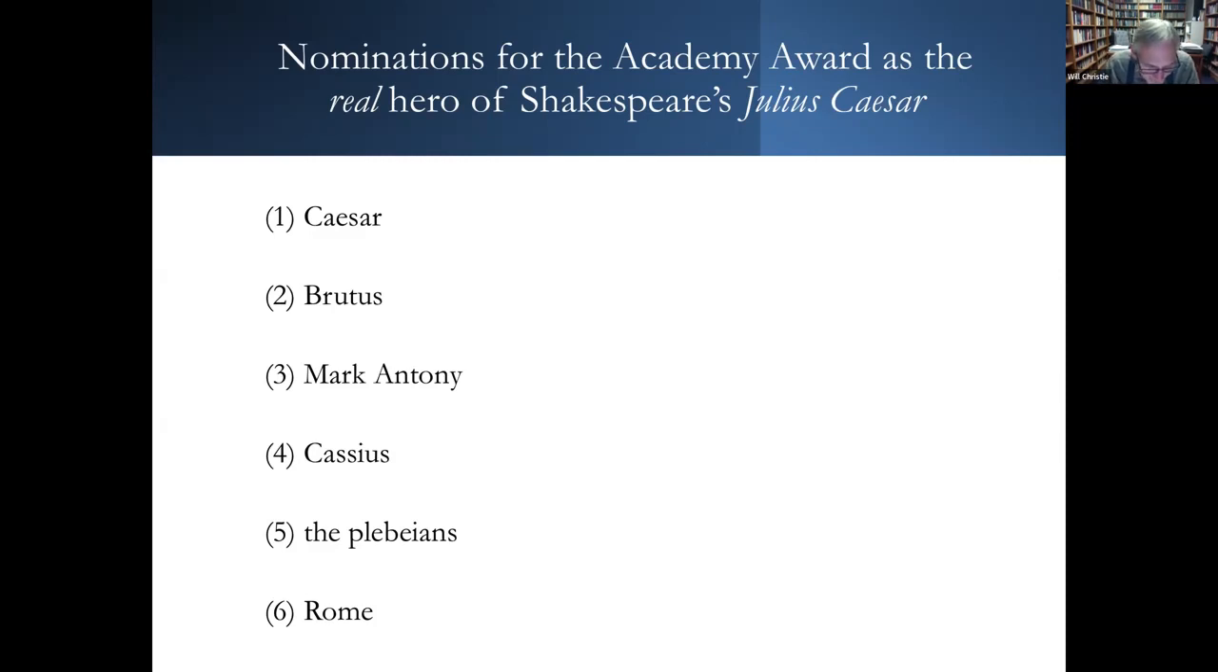More imaginatively, though more tenuously, it's been suggested that the plebeians are the true heroes of Shakespeare's Julius Caesar, and even the city of Rome has been nominated for the Oscar as the leading character in the long ceremony of critical history. But Caesar has priority. He has his name on the play, and Brutus has the stage and the bulk of the lines.